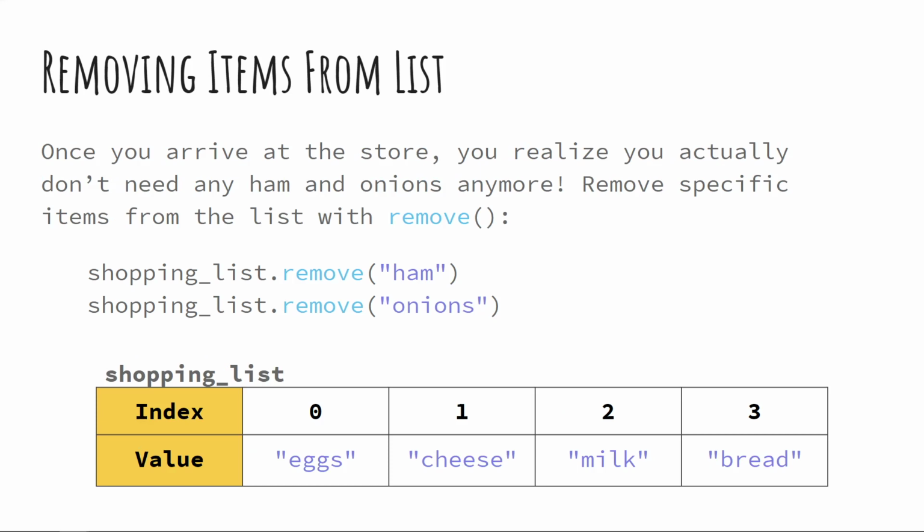Another thing we can do is remove items from the list. So if we arrive at the store and we realize we don't need ham and onions, maybe they're not on sale, so we decide that maybe we'll get them next time, we can remove those using shopping list remove. So in this case, if we wanted to remove those two, we would use shopping list remove ham, shopping list remove onions.